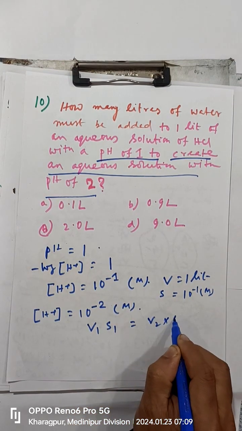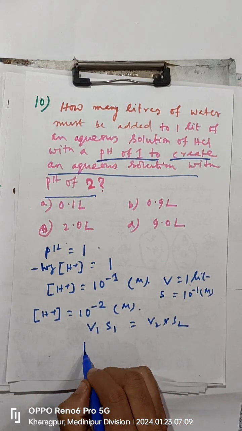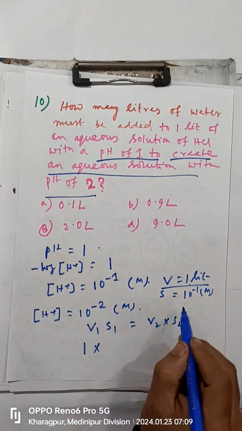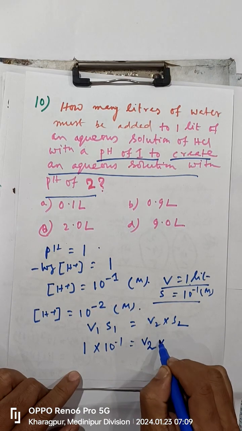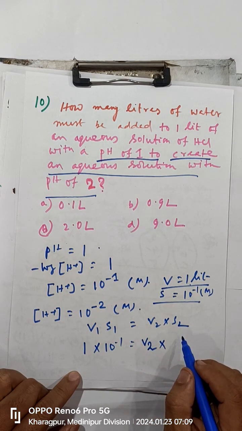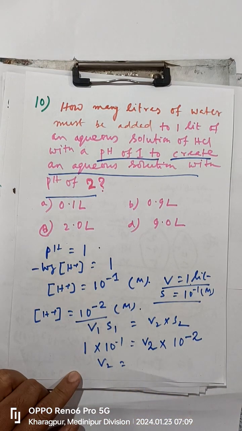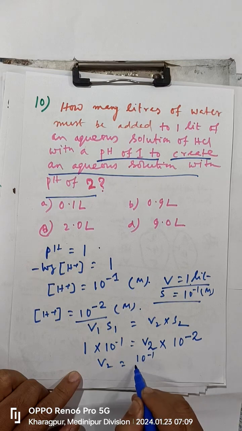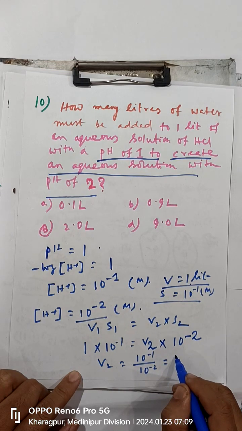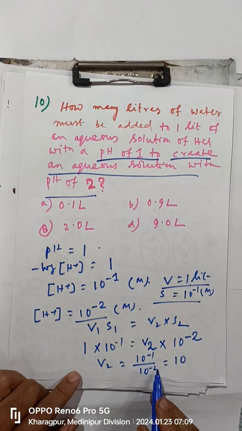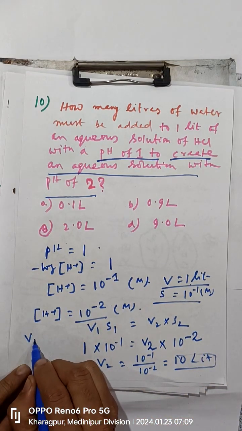V1 S1 is equal to V2 into S2. So initially, what is the volume given? 1 liter. So 1, and strength is 10 to the power minus 1 molar. And we have to find out the final volume. So this is V2 into S2, which is equal to V2 into 10 to the power minus 2. So V2 is equal to how much? 10 to the power minus 1 by 10 to the power minus 2. So it will become 10. So V2 is equal to 10 liters. So the final volume will be V2 is equal to 10 liters.